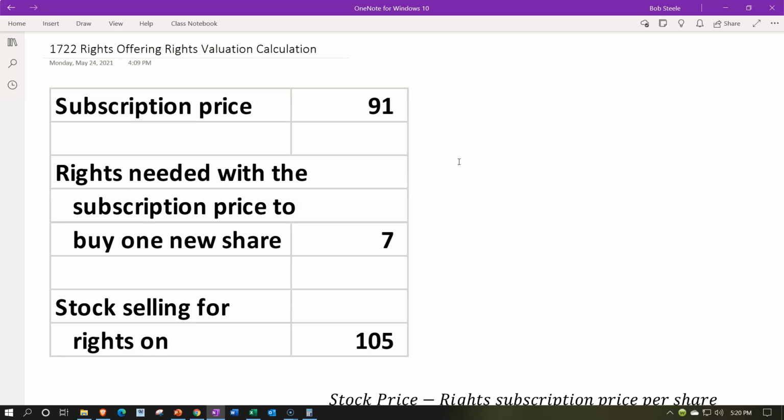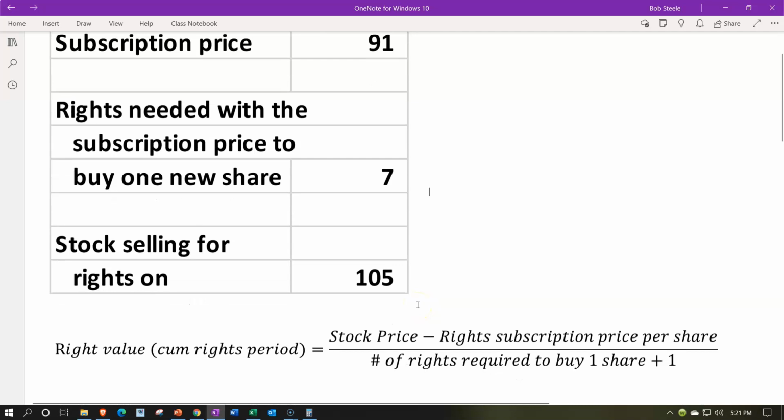In order to take advantage of that, they're going to need the rights as well as the cash at the subscription price. The rights needed with the subscription price to buy one new share is going to be 7. So the general idea here is that they're going to be issuing a right to the existing shareholders, 1 per share, and then they're going to need 7 of those rights in order to buy a new share that's going to be issued at the discounted price, the subscription price of $91. The price before this took place, the stock selling rights-on price, is $105.